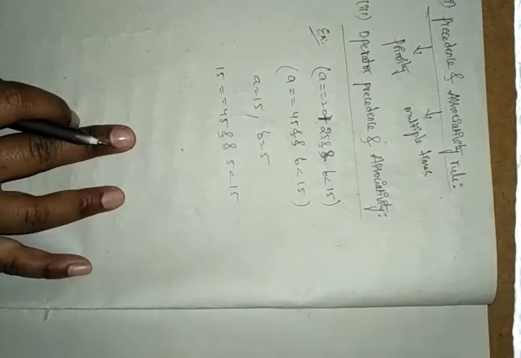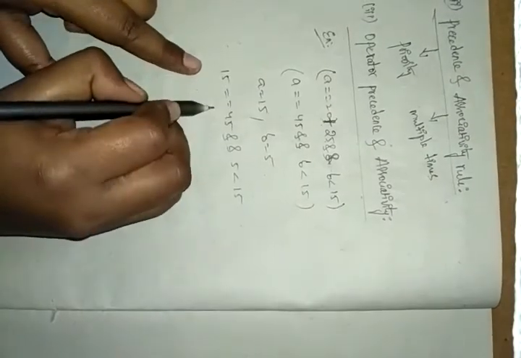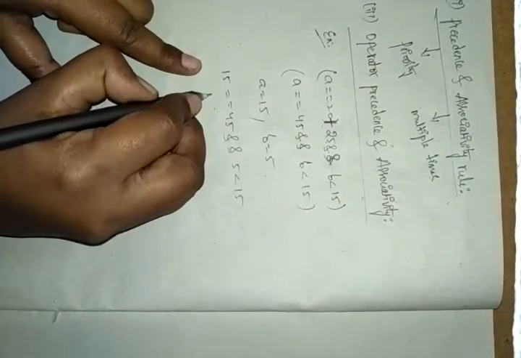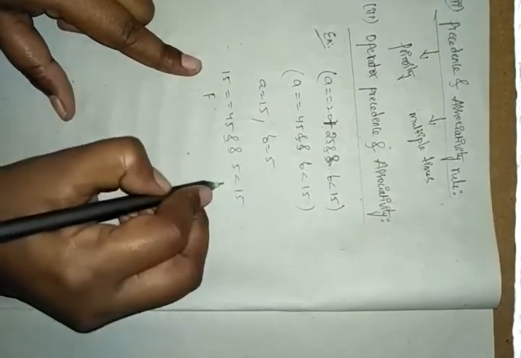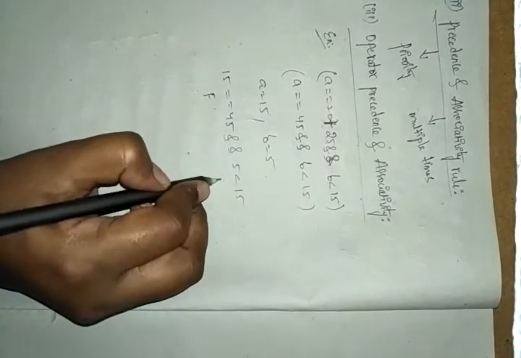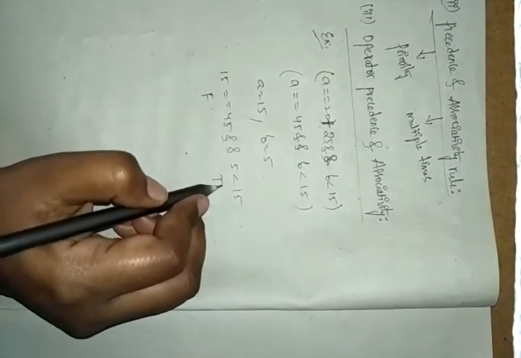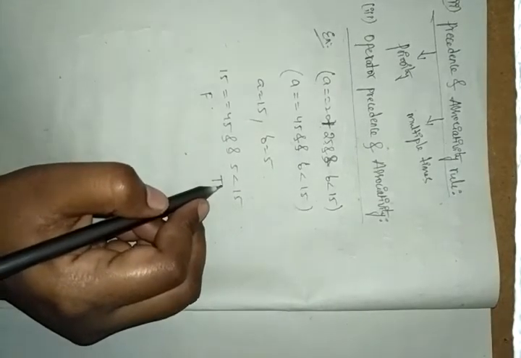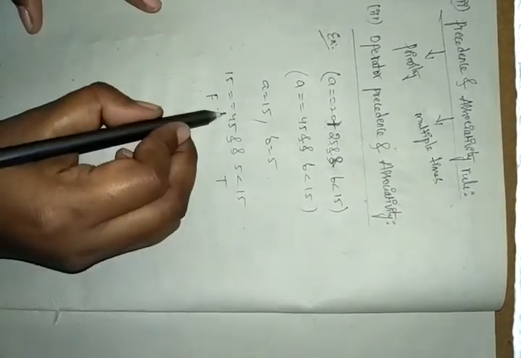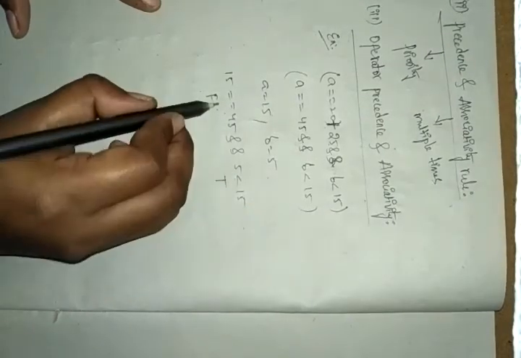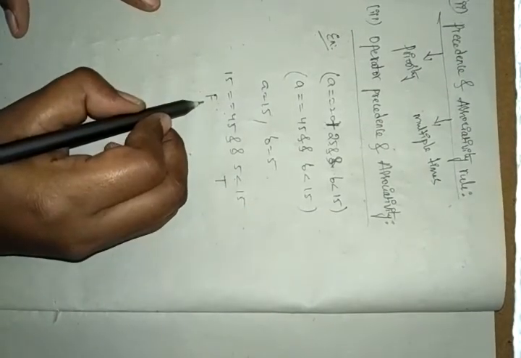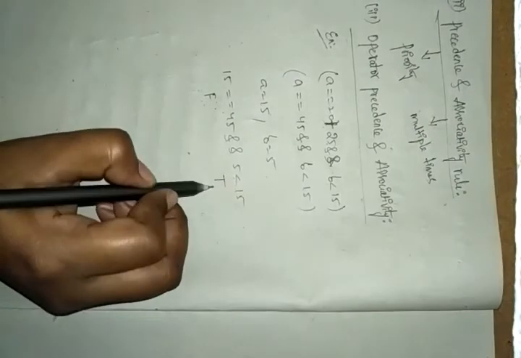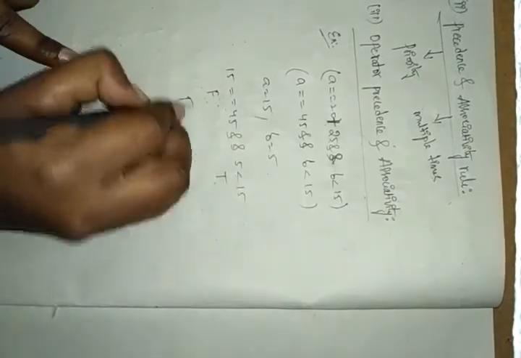So here a equal to 45. Is this possible? No, this is false. Okay, and 5 less than 15. Yes, this is true. But here, in the AND operator, definitely we have to get two trues only. Here you got the false, here you got the true, which means it is false only.